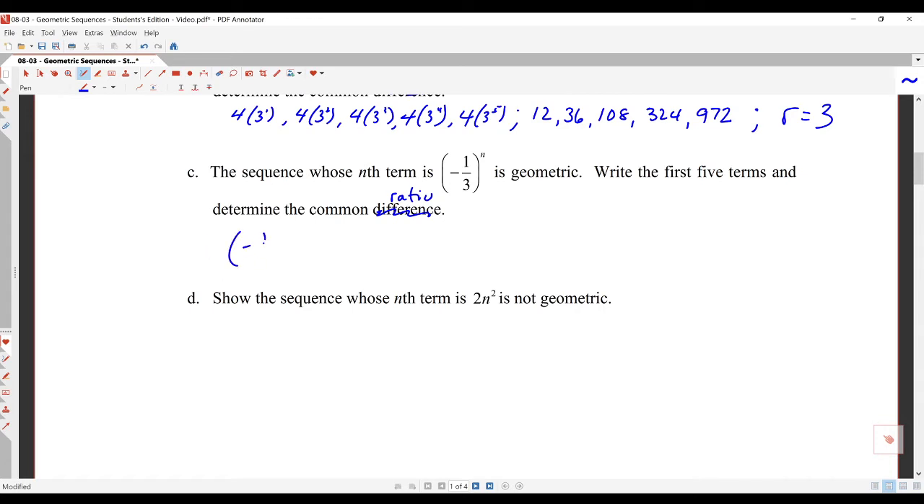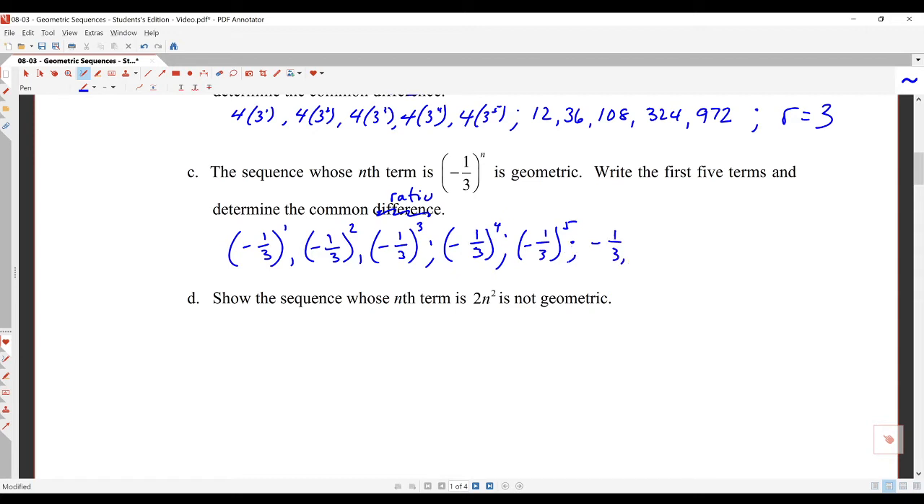So if I take negative 1/3 to the first, to the second, to the third, to the fourth, and to the fifth, we will get negative 1/3. We will get positive 1/9. We will get negative 1/27, positive 1/81, and negative 1 over 243, with a common ratio of negative 1/3.